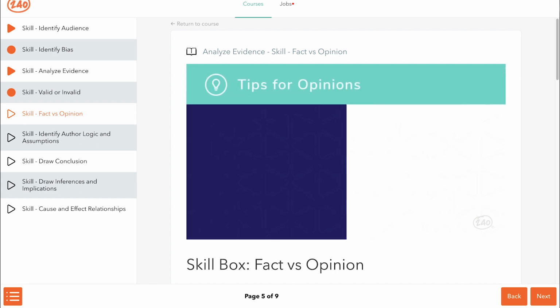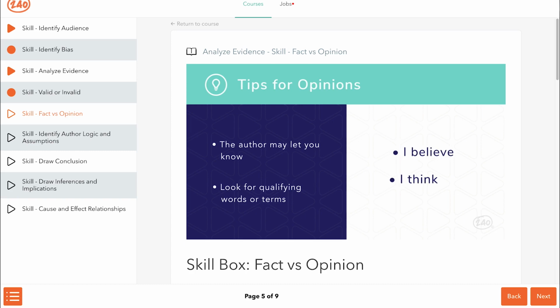Now let's talk about opinions. Sometimes the author will directly let you know they're stating an opinion. Look for phrases like, I believe, or I think. Opinions use qualifying words or terms. Qualifiers modify the meaning of the words they come before or after by limiting it or enhancing them. Some examples are very, usually, always, and never.